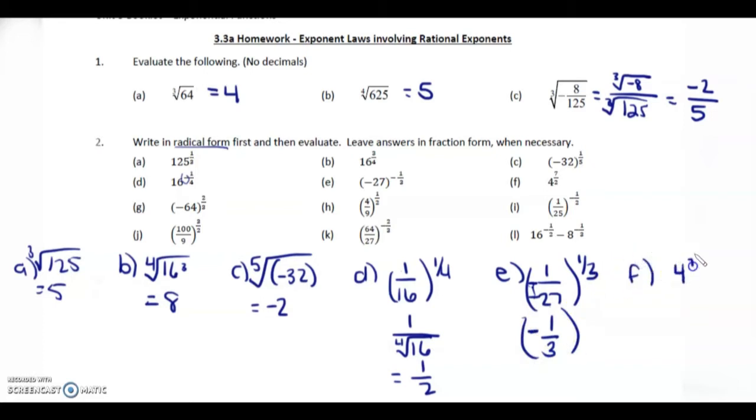Okay, we get 4 to the 7 square rooted. So 4 to the 7 is a big number, 16,384. But when you square root it, you get 128.